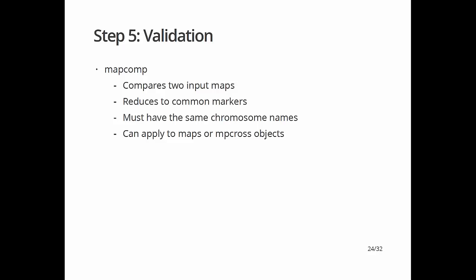And for that, we use a function called mapComp. So it basically just compares two input maps by reducing them to the common markers. So it's matching up markers which have the same names. You also have to have the same chromosome names, so you just have to be aware of that. And you can apply it to either the maps themselves or NP-cross objects.